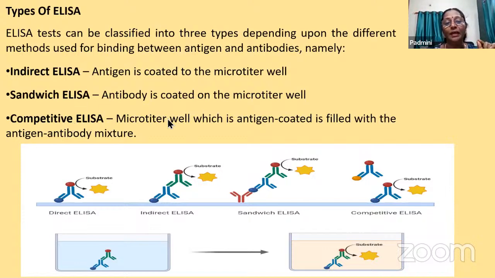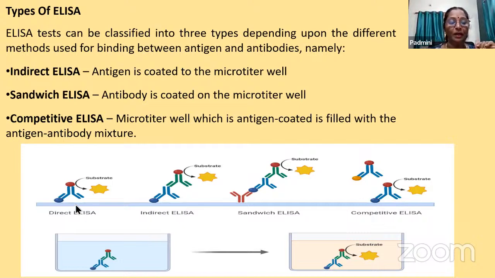And in a competitive ELISA, the microtiter well, which is antigen coated, is filled with the antigen-antibody mixture. So here there's a competition over which one is going to attach onto that particular antigen of interest. So there are three different types. We'll talk about them in detail one by one.